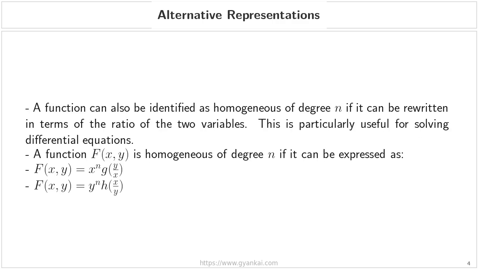To put this into mathematical terms, a function, f of x and y, is considered homogeneous of degree n if it can be expressed in one of two specific forms. First, it could be written as x raised to the power of n, multiplied by a new function, let's call it g, which depends only on the ratio of y over x. Alternatively, it could be expressed as y raised to the power of n, multiplied by a function h, which depends on the ratio of x over y.